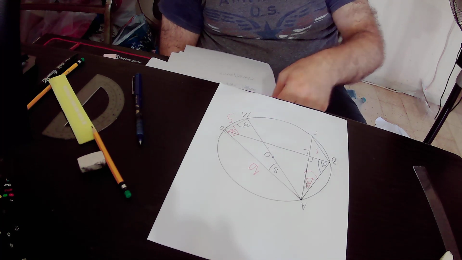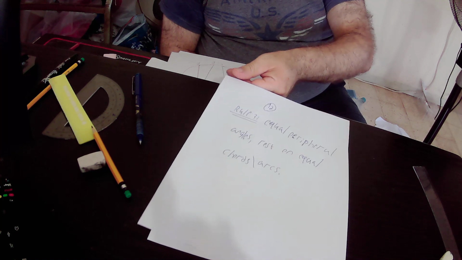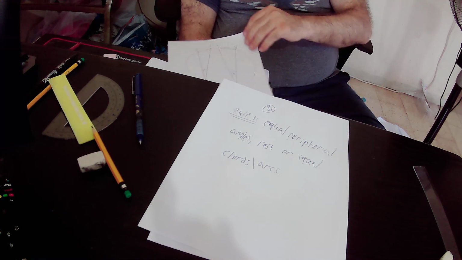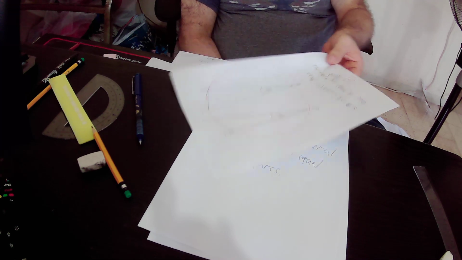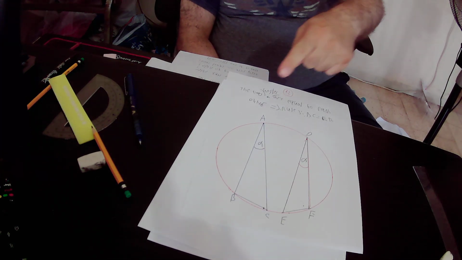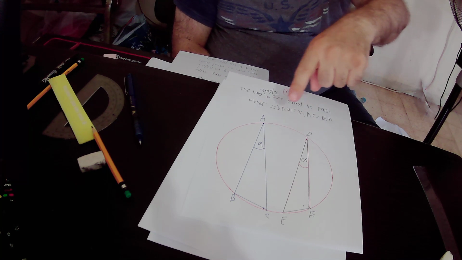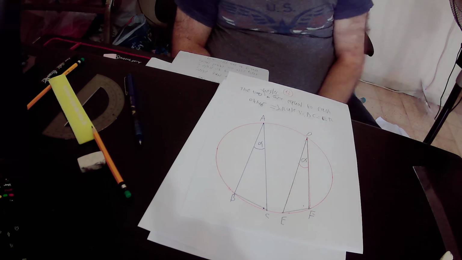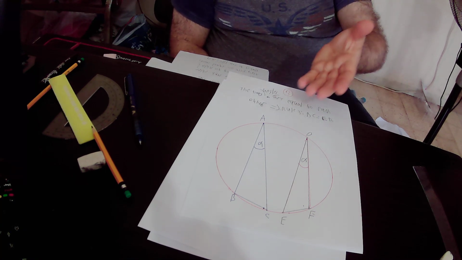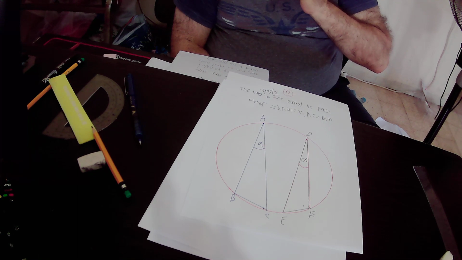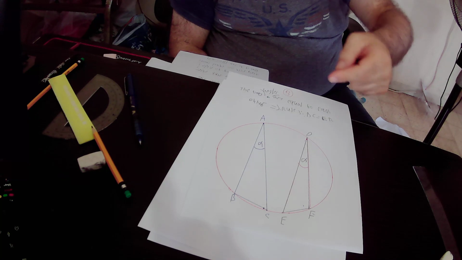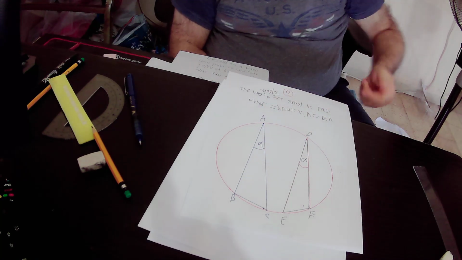And according to rule number 3, equal peripheral angles rest on equal chords or equal arcs. So I show you an example of rule number 3. If we have two equal peripheral angles, the blue alpha and the red alpha, those two angles are equal to each other. Therefore, according to rule number 3, they rest on equal chords. That is to say, BC equals EF. Very simple.